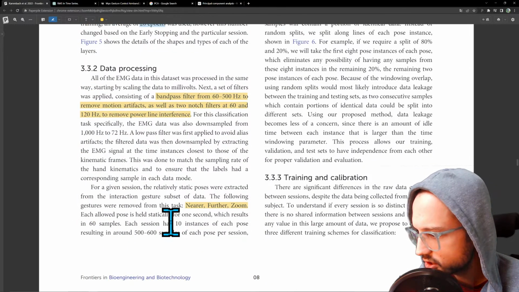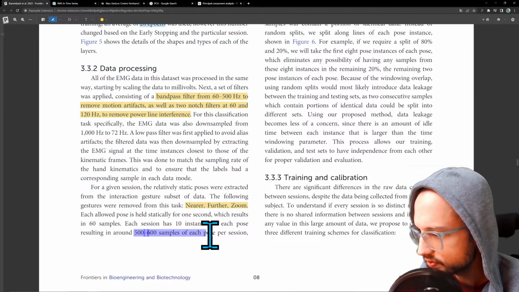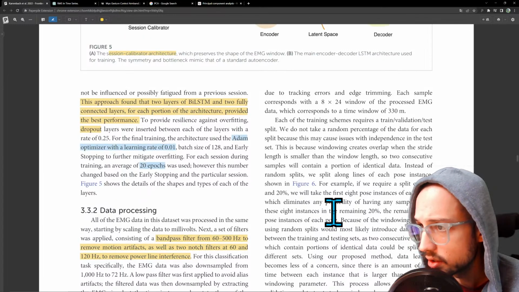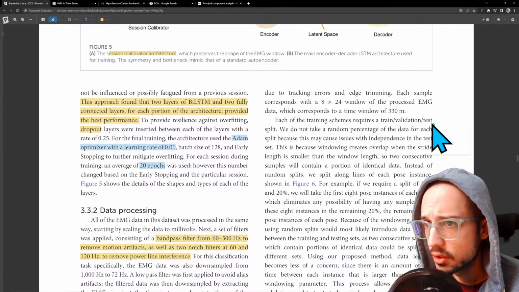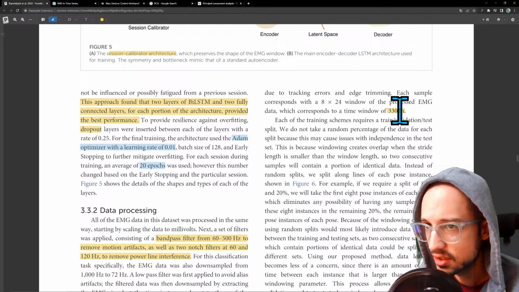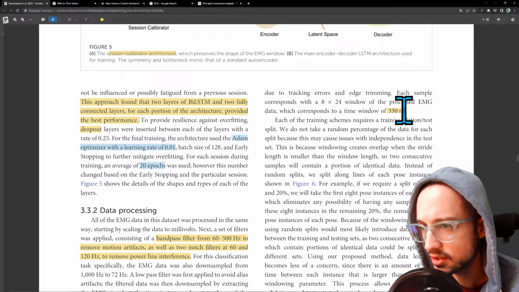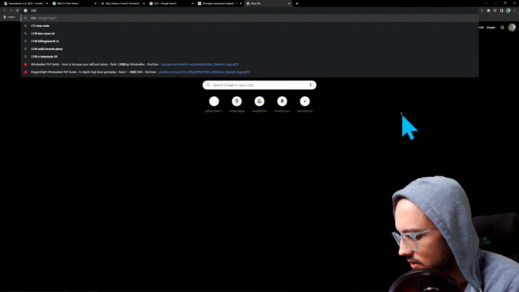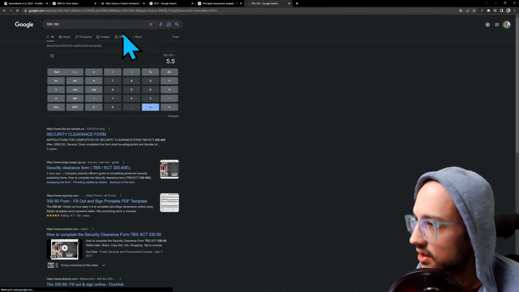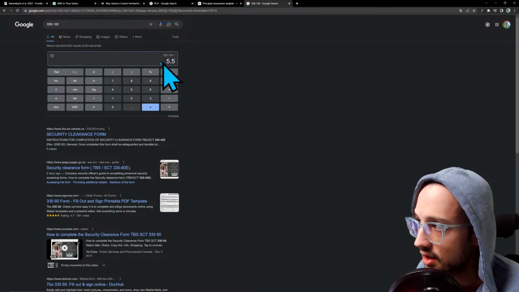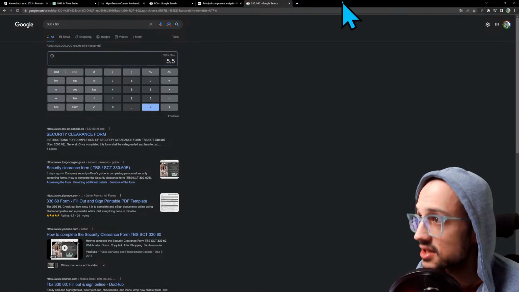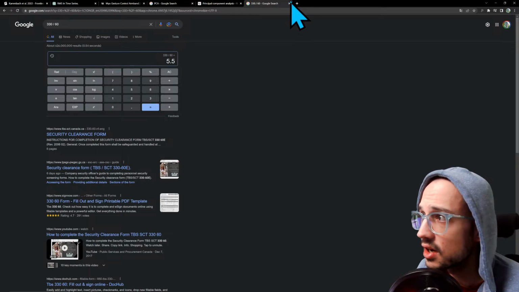Okay, here each session has 10 instances of each pose, resulting in around 500 to 600 samples for each pose per session. Each sample corresponds to an 8x24 window of the processed EMG data, which corresponds to a time window of 330 minutes. Is that minutes or is that milliseconds? It's probably milliseconds. What is 330 divided by 6? Yeah, so 330 corresponds exactly to basically 5 seconds, which is what we saw earlier in the paper.